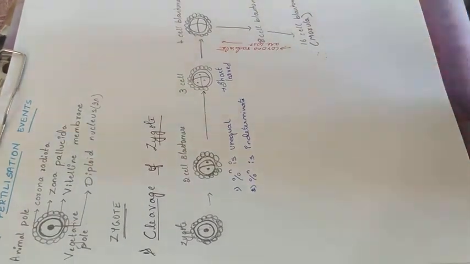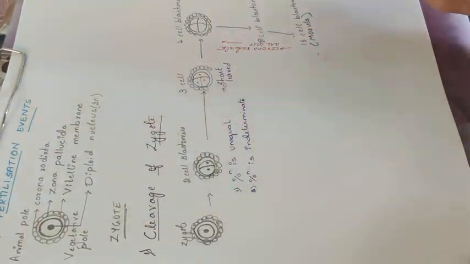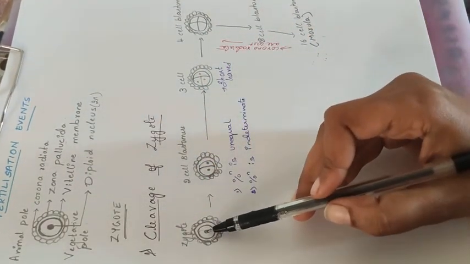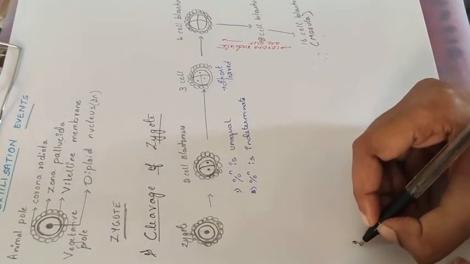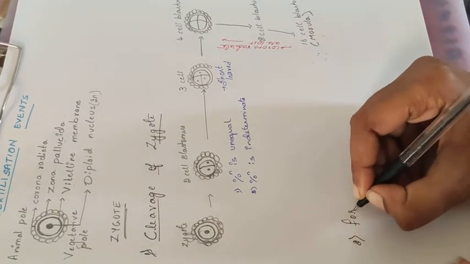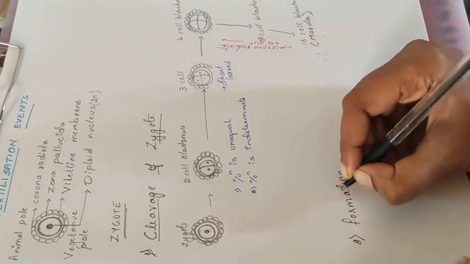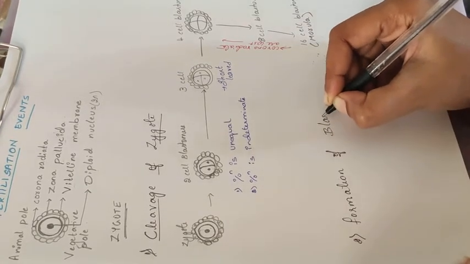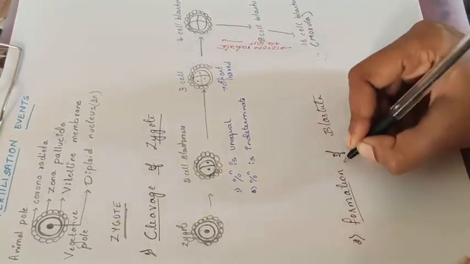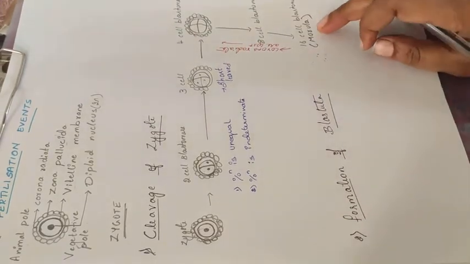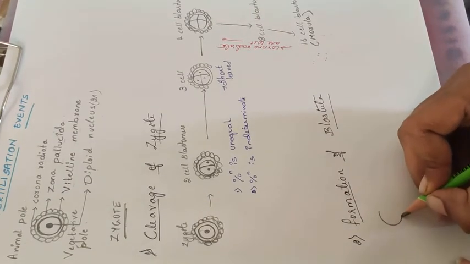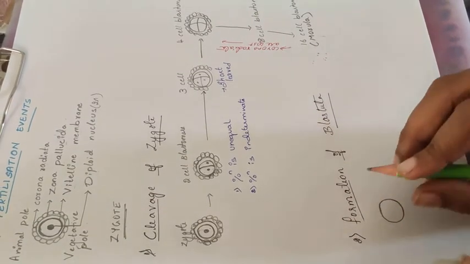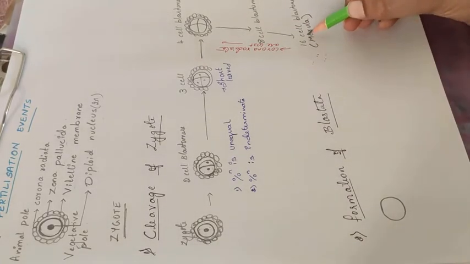I'm going to take, after morula, the second phase, that is cleavage of zygote. Here what we have seen is the zygote divided and it resulted in the morula. We'll take the next step, that is the formation of blastula. So now here we'll take this morula. I told you this is a morula, and this morula should have, if I say morula, 16 cells.